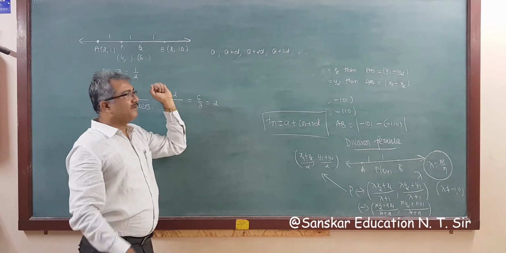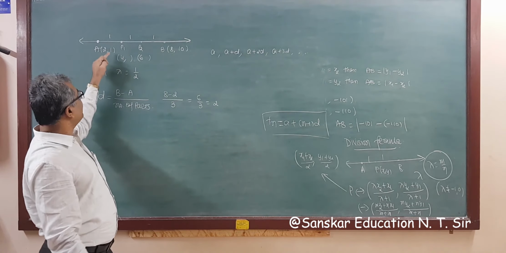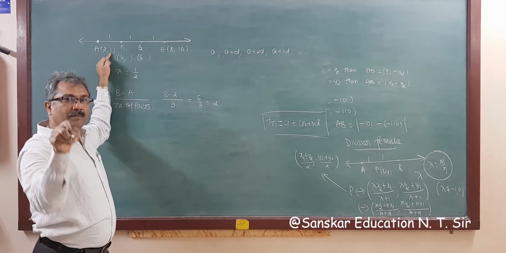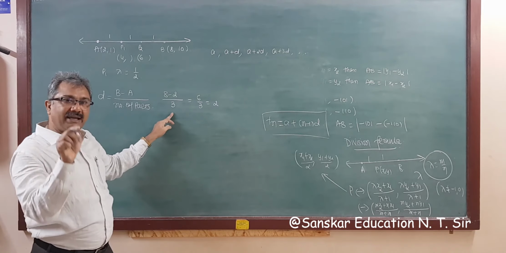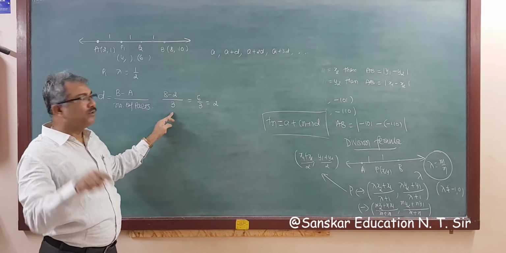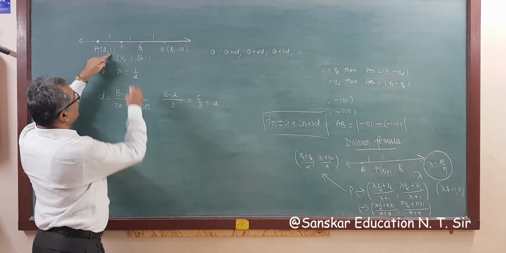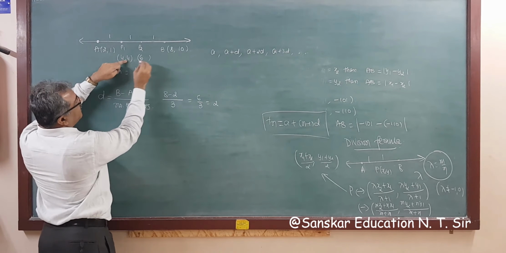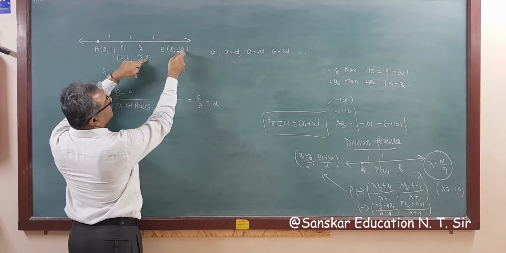Now easily see for y coordinate, 10 minus 1, 9 divided by number of parts, which is 3. So 9 divided by 3 is 3, right? So d is 3 now. So add 3 here, what do you get? 4. Add 3 here, 7, and add 3 here, 10.